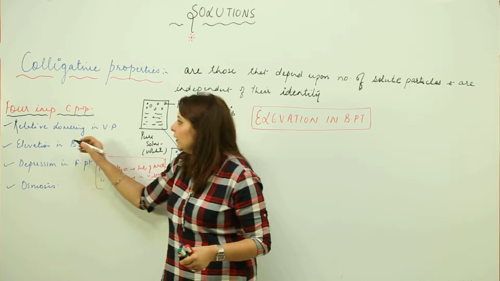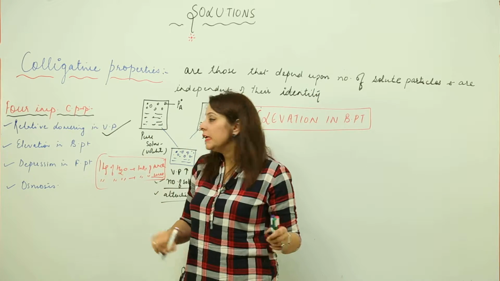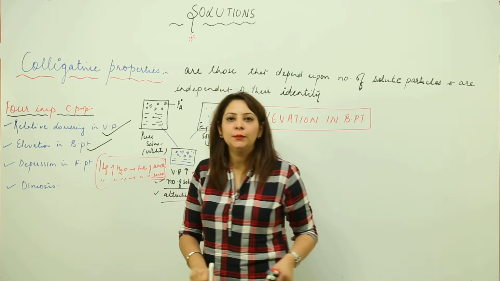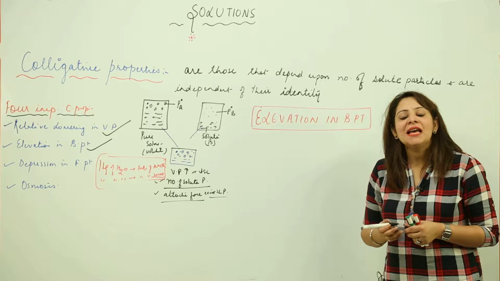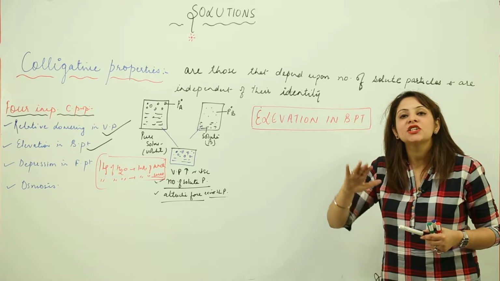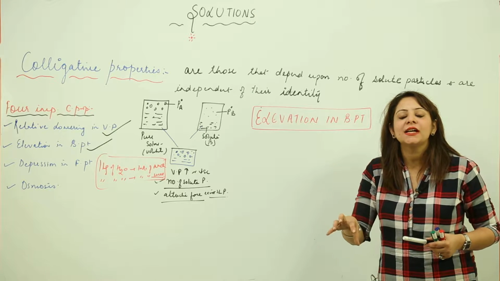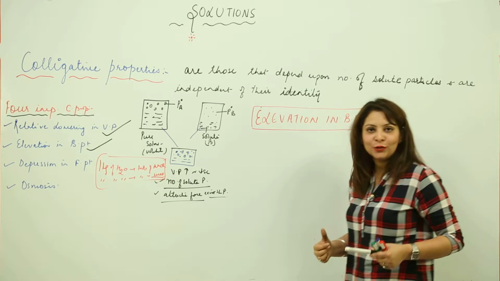Now we are done with relative lowering in vapor pressure. Now we are going to do elevation in boiling point, right? So just look at the board at what elevation in boiling point is. As the name suggests, it means the boiling point increases when you add a non-volatile solute into a solvent. Just look at the board how, right?